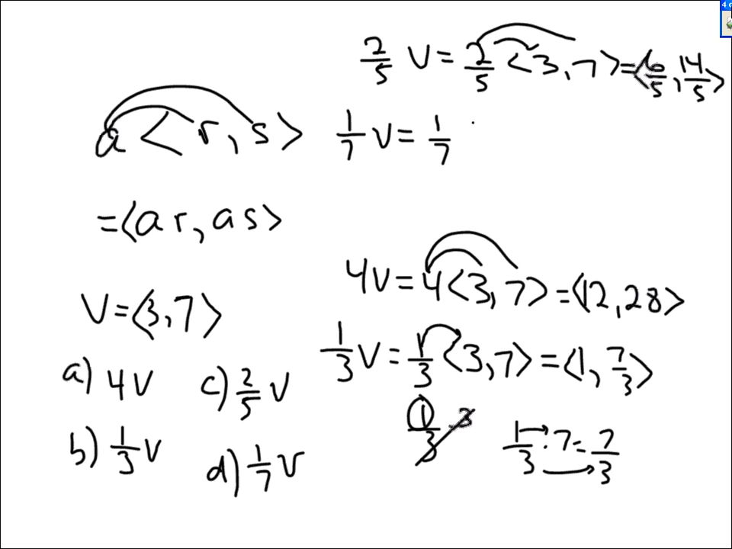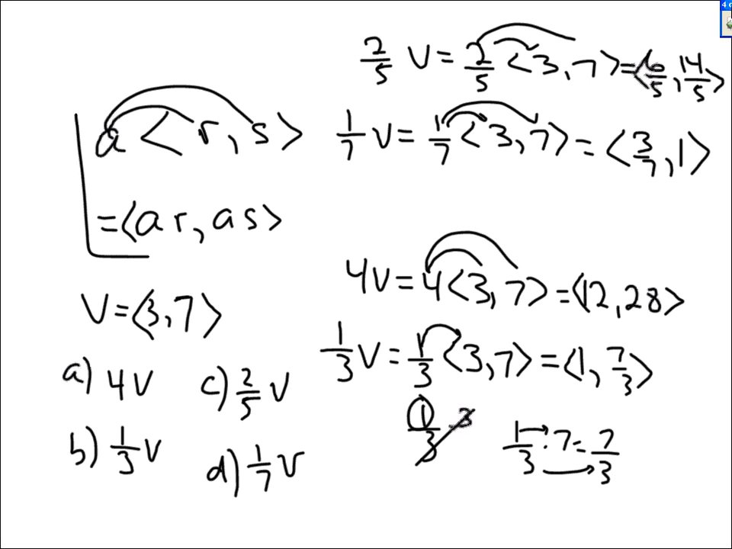The last one was 1/7 v. Just 1/7 times each of the components in v. 1/7 times 3 is 3/7. 1/7 times 7 is good old 1. And there it is. Straightforward. Know this rule.